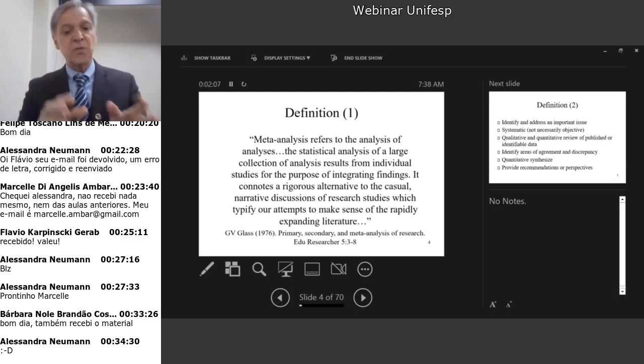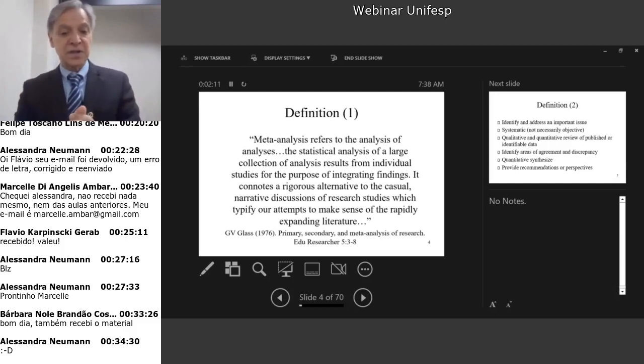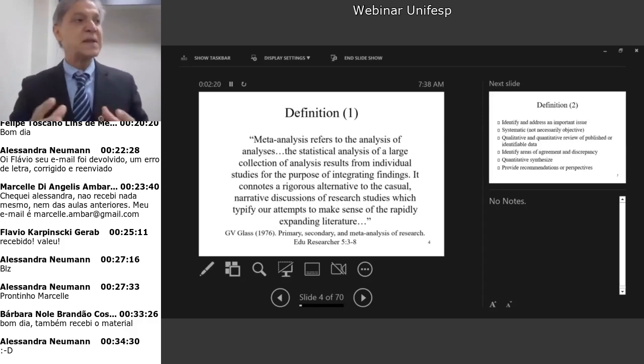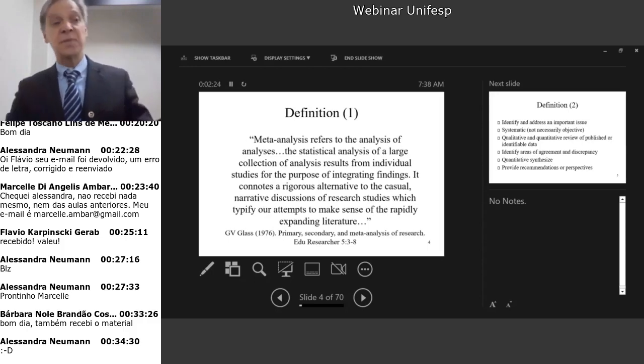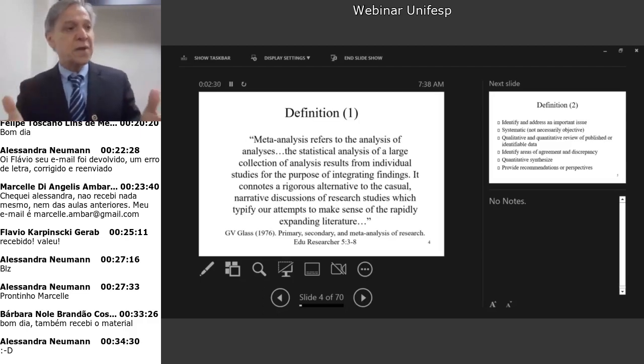It connotes a rigorous alternative to the casual narrative discussions of research studies, which typify attempts to make sense of the rapidly expanding literature. So this definition is basically saying we read so many studies on a topic, let's say diet and coronary heart disease, okay? And so what's the truth about it?